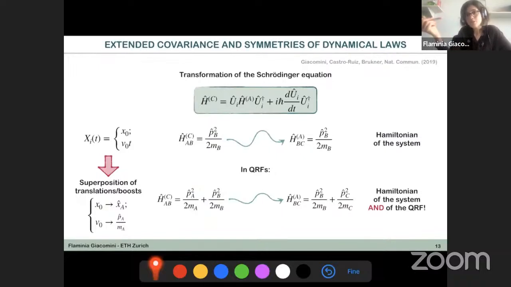And I will not show the explicit form because it's a little bit complicated, but you can have a quantum reference frame transformation such that this free particle Hamiltonian is mapped into another free particle Hamiltonian, where you see all labels A are swapped to labels C. So this is our definition of an extended symmetry transformation under a quantum reference frame transformation.